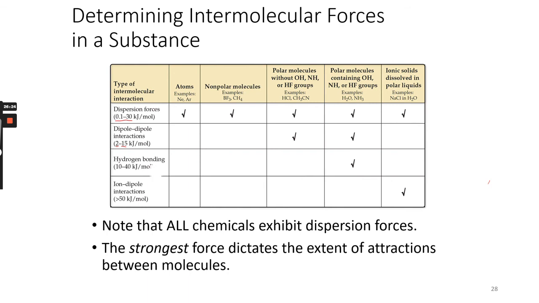Now let's look at hydrogen bonding. See how much stronger hydrogen bonding is? It goes all the way up to 40. And that is when you have polar molecules that have hydrogen bonded to oxygen, nitrogen, or fluorine. And ion-dipole interactions are only for your ionic solids. The strongest force dictates the extent of attraction between the molecules. The more the molecules are attracted to each other, the stronger the force.